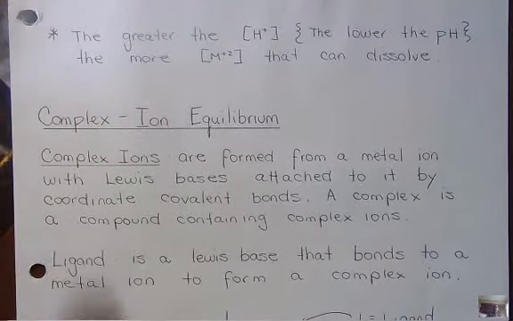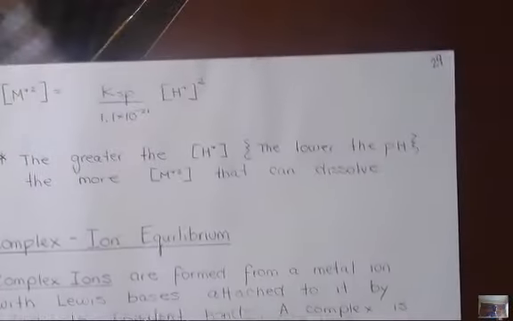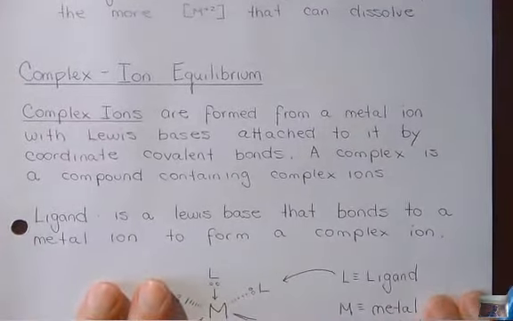This is the last section of chapter 17. Should just be about 10 minutes. Starting in the notes on page 29, we're going to talk about one last form of equilibrium.